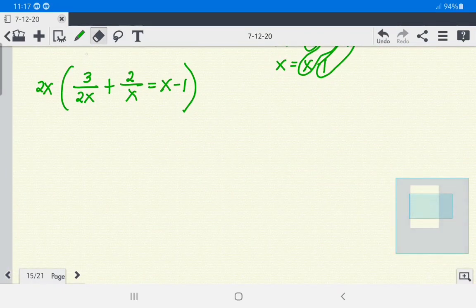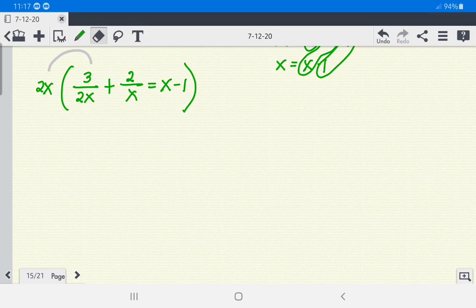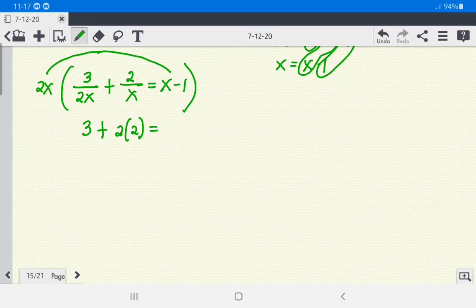So, we have 2x times 3 over 2x. You can now cancel 2x because that is 1. Okay? 2x divided by 2x, 1. Then, we have only 3. Okay? Plus. This one, 2x times 2 divided by x. So, here, we can cancel x variable. Then, we're going to multiply 2 times 2. Okay, so we have 2 times 2. Then, equals to 2x times x minus 1. So, we have 2x times x minus 1.